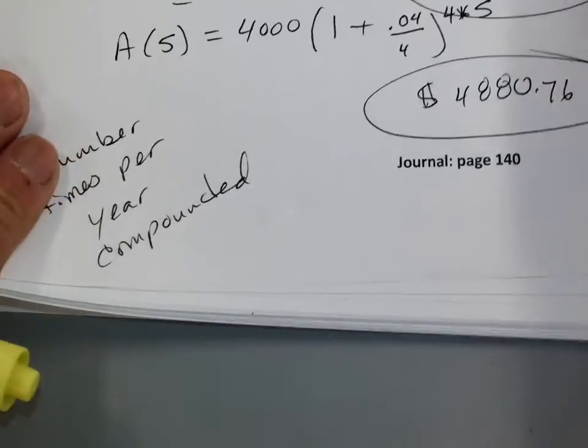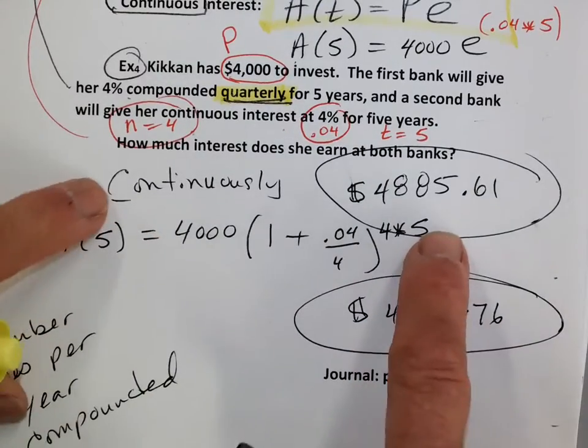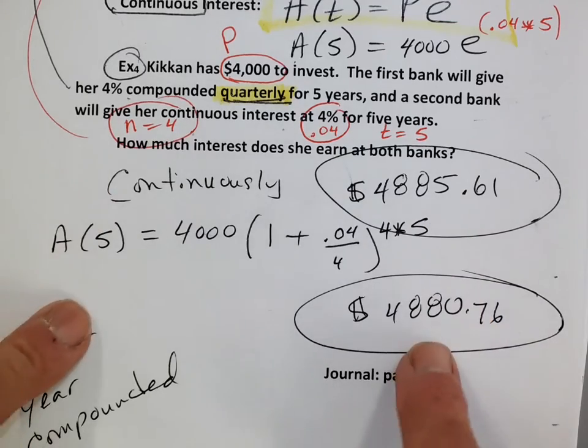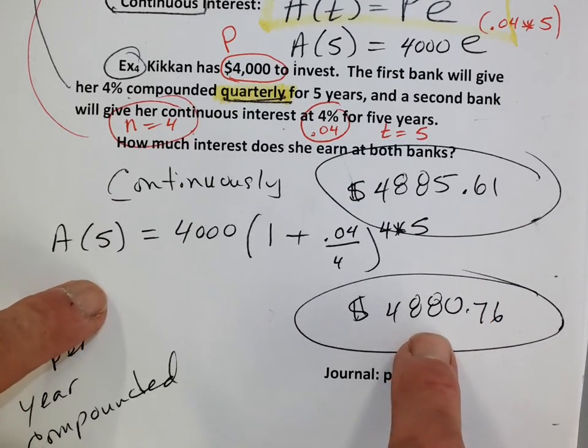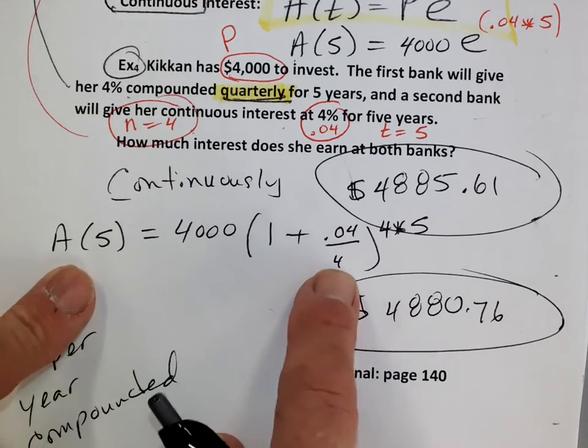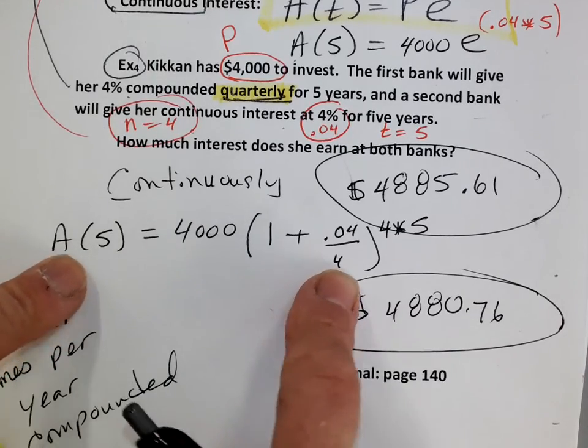Obviously, if you can compound things continuously, you compound more often, so you make more money. Quarterly, I still made some good money, but I only compounded it 4 times per year. As you compound money, you make money on money.